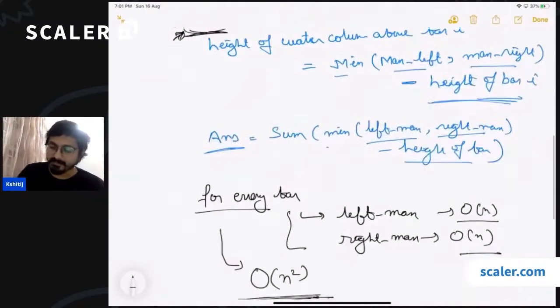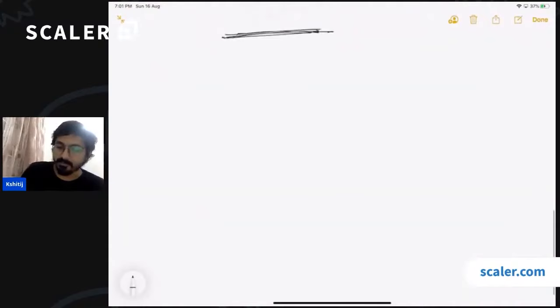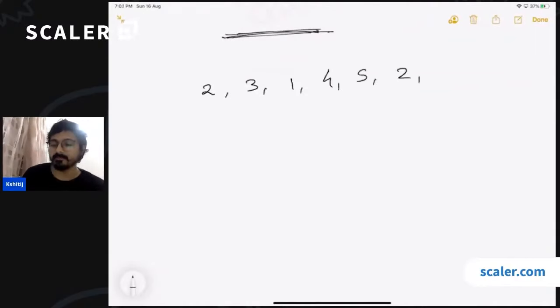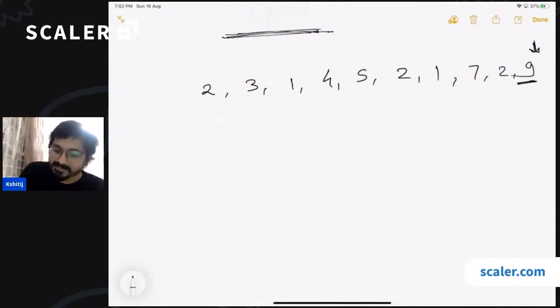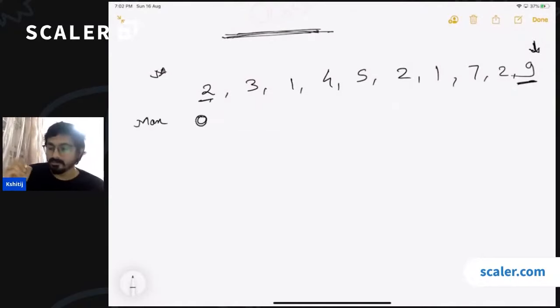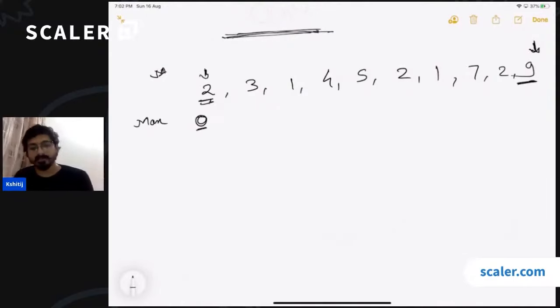Right. So let's actually take a complex example. If the bars are of sizes 2, 3, 1, 4, 5, 2, 1, 7, 2, 9, and I have to calculate the maximum from the left for this last bar, I will be starting from here. Let's initialize the maximum with 0. So we are saying that whatever is the maximum between the current maximum and the current bar is going to become the maximum, right? So maximum is initialized to 0.